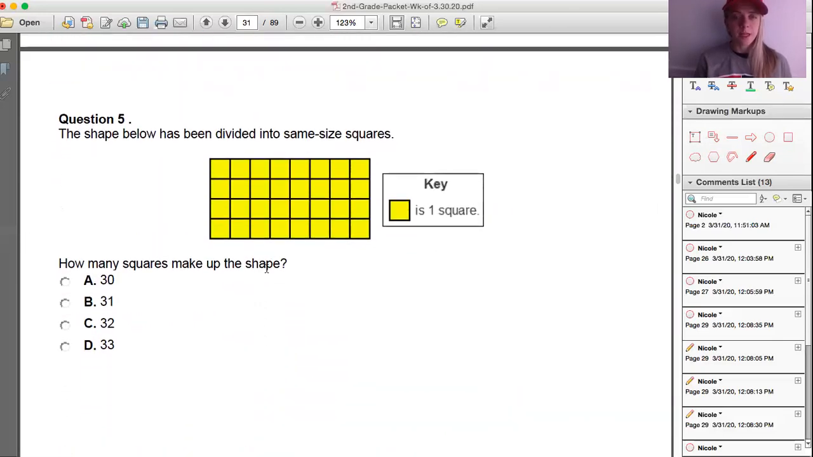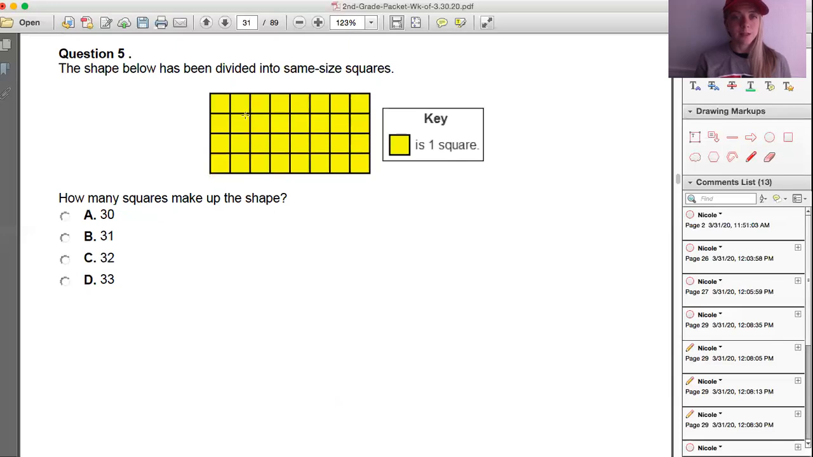The shape below has been divided into same size squares. Again, go ahead and label your sides. Write your multiplication problem. You should have labeled it 1, 2, 3, 4, 5, 6, 7, 8 at the top, and 1, 2, 3, 4 at the bottom. You know that 8 times 4 equals 32.